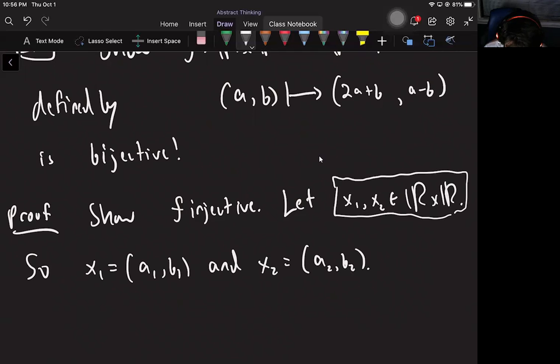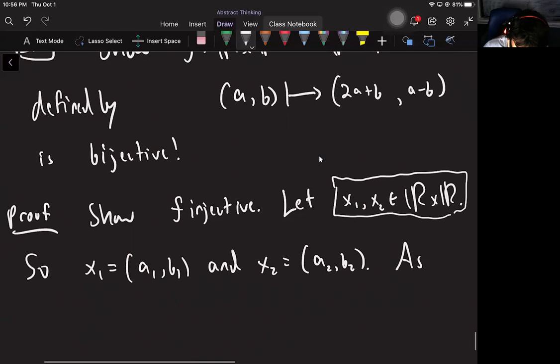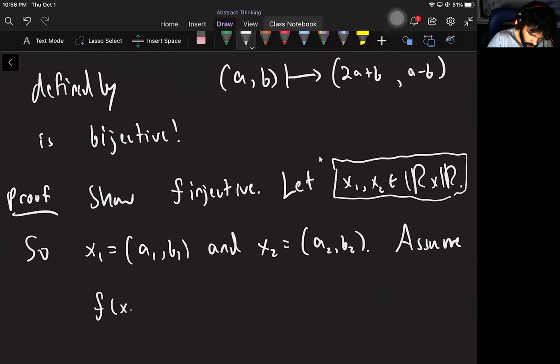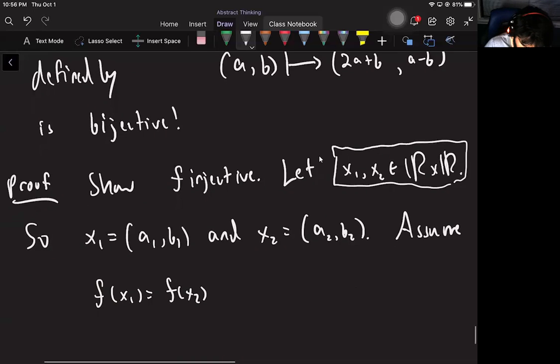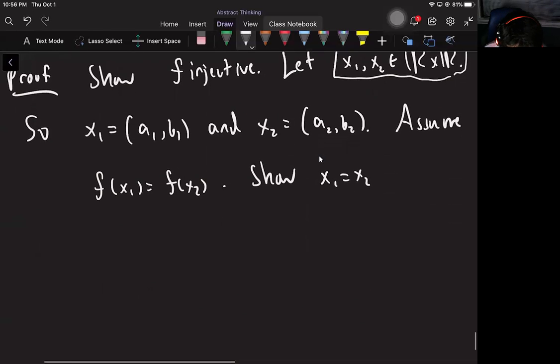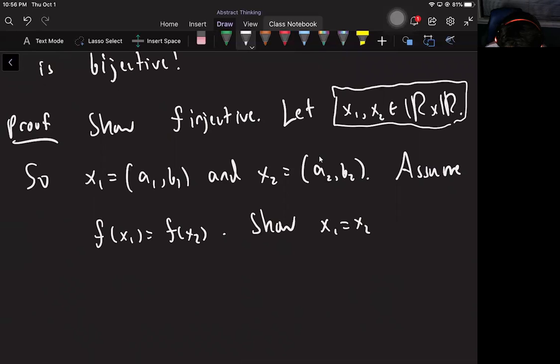Okay, so now to show injective, we assume that when I plug them in, I get the same thing. And then I show that they were secretly the whole time the same inputs. It's like that movie, The Sixth Sense. The guy was dead the whole time. He just didn't know it until the end. Okay, so when we assume this, that's where we go from when we try to get to here.